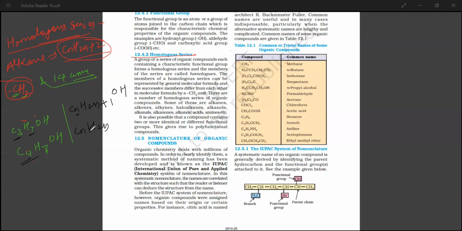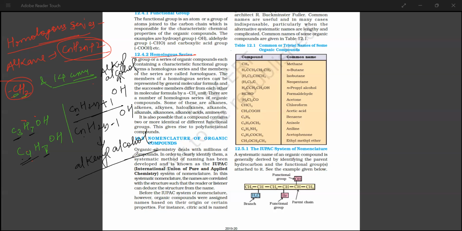Now see this one. Here, n is 4, and here H is 7. So 2 into 4 is 8, minus 1, then only it will be 7, so CnH2n-1 OH. See here, this is an alkyl alcohol, and this one is an alkenyl alcohol. So they are not members of the same homologous series.